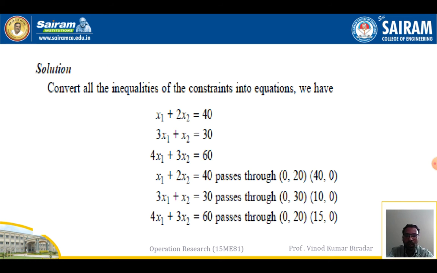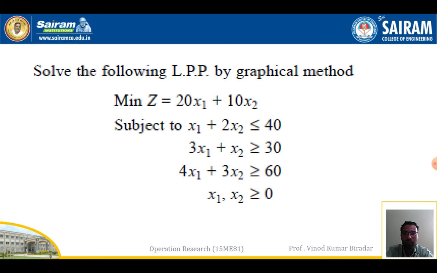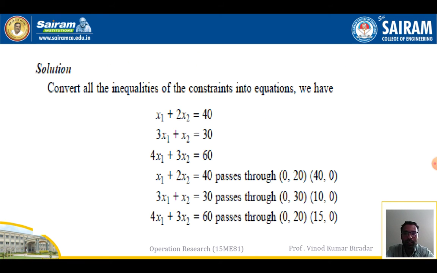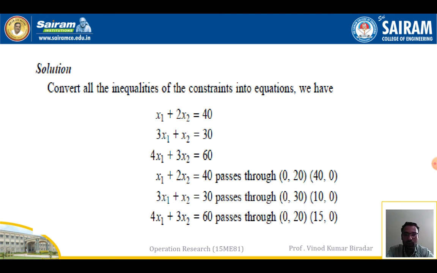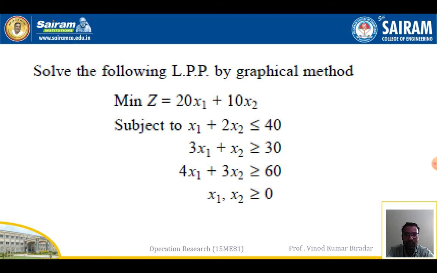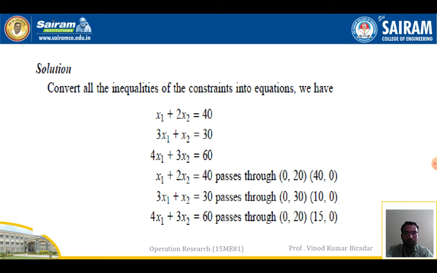So the first step is what? To write all the given constraints in equation form, that is, convert all the inequalities of the constraints into equations. So the first equation is x1 plus 2x2 is equal to 40, then 3x1 plus x2 is equal to 30, and 4x1 plus 3x2 is equal to 60. Here they gave three constraints, but whatever the sign is, whether greater than or less than or equal to, make all the inequalities into equation form. This is the first step. Understand? So I will repeat: in an LPP graphical method problem, you have to first convert the inequalities into equalities.